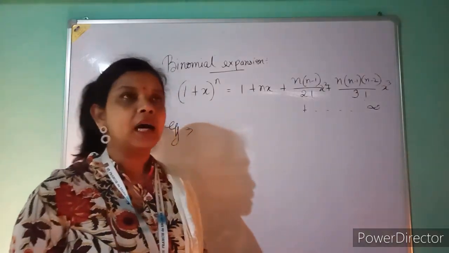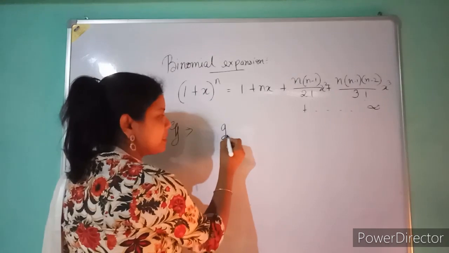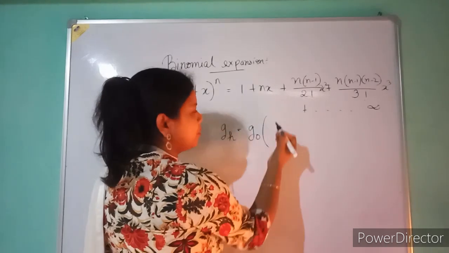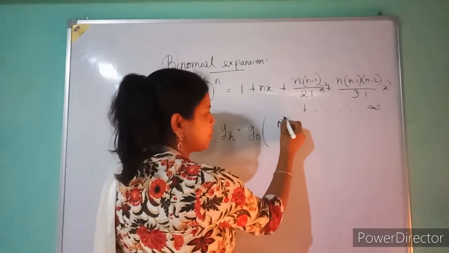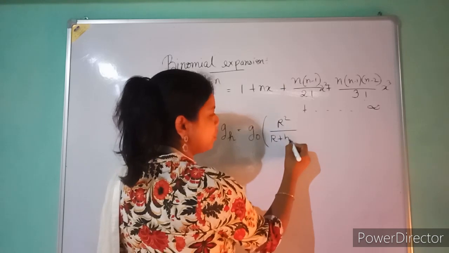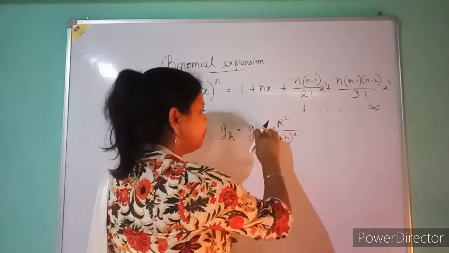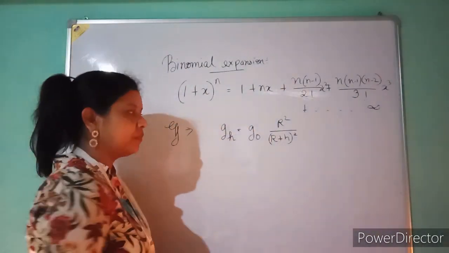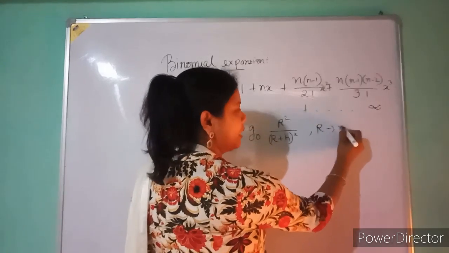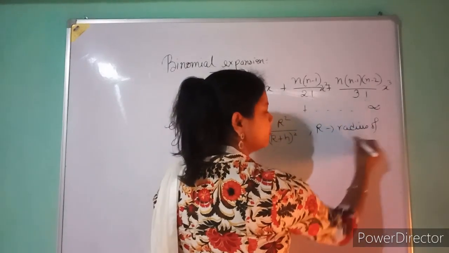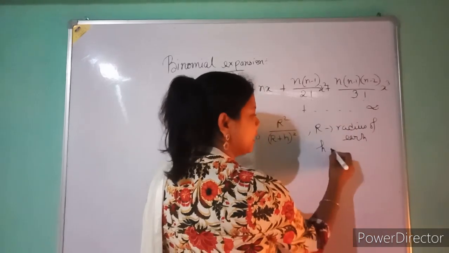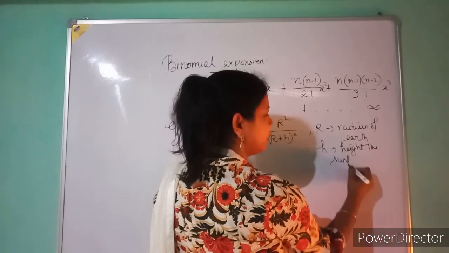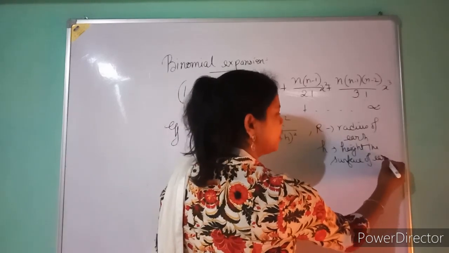As we go above the earth, we get a relation like this: acceleration due to gravity at a height h is equal to g naught into R square divided by (R plus h) whole square. This formula we will get when we derive it. Here R is the radius of earth, and the small h is the height from the surface of earth. So these are the two terms.